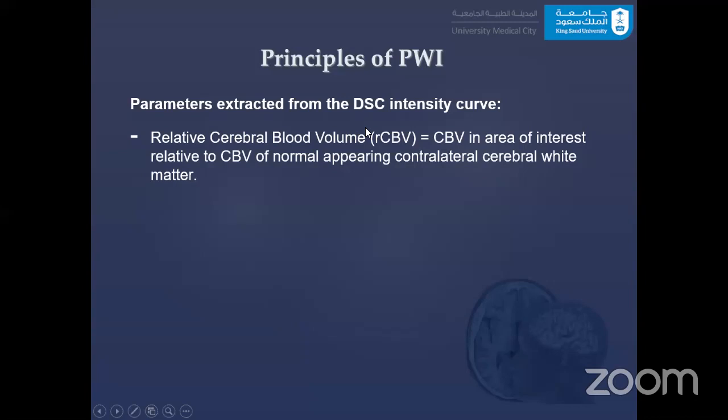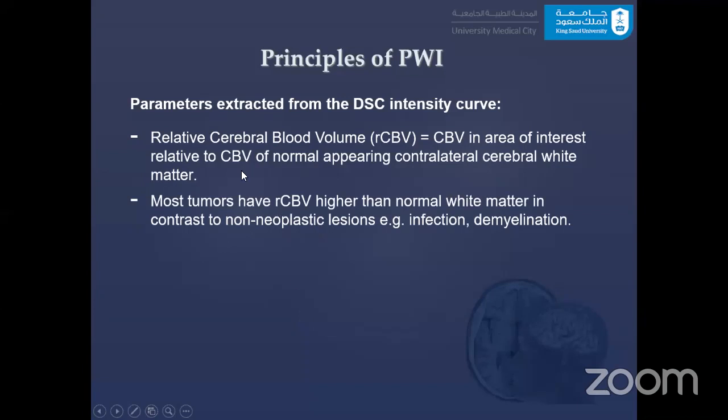Parameters extracted from the dynamic susceptibility contrast intensity curve: relative cerebral blood volume. Based on the AIF, we can generate the relative cerebral blood volume, which is more accurate than using cerebral blood volume. It is the cerebral blood volume in the area of interest relative to the cerebral blood volume in the normal-appearing contralateral cerebral white matter. Most tumors have a higher relative cerebral blood volume compared to the normal white matter and compared to non-neoplastic lesions.